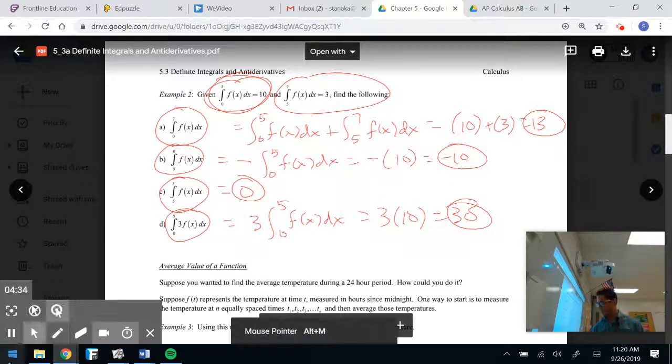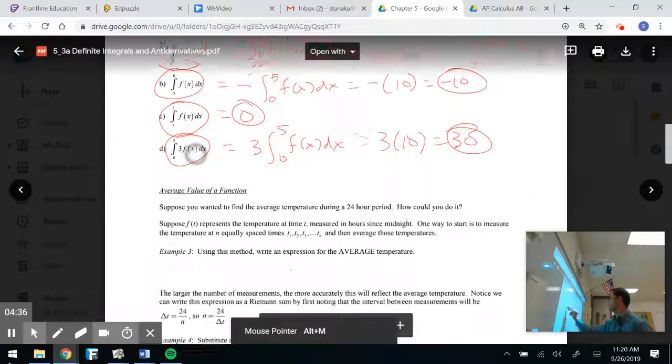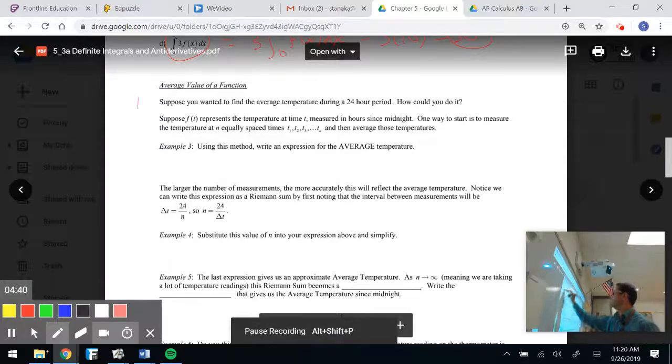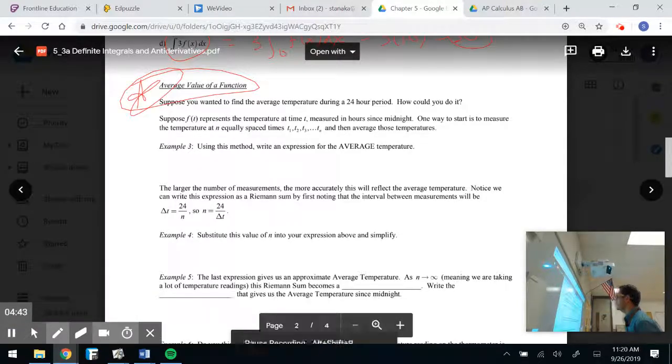All right, now we get into a huge idea in AP Calc, and that is our idea of average value. Suppose you wanted to find the average temperature during a 24-hour period. How the heck could you do that?